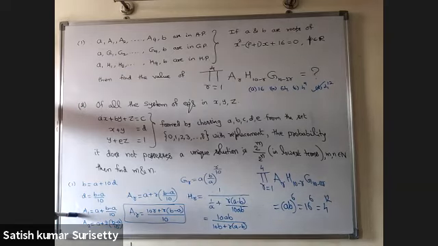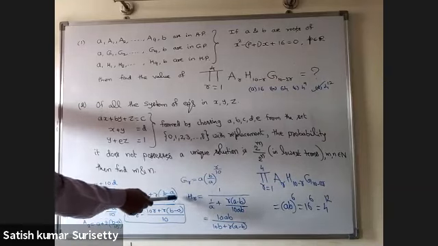Then you can write A1 is the second term in this series. That means A plus (B minus A) upon 10. A2 will be A plus 2 into (B minus A) upon 10. So in that manner, A_R will be A plus R into (B minus A) upon 10.